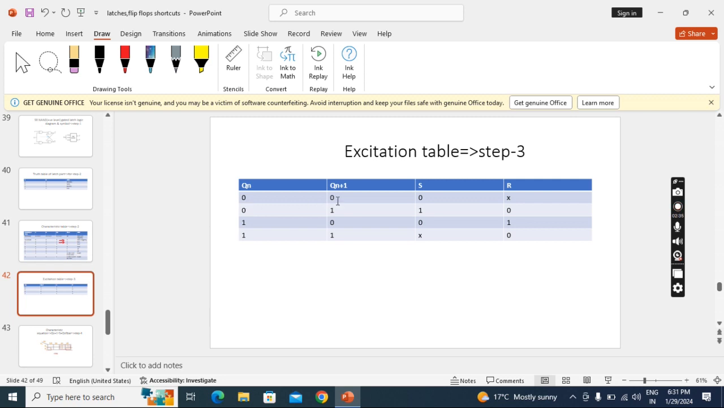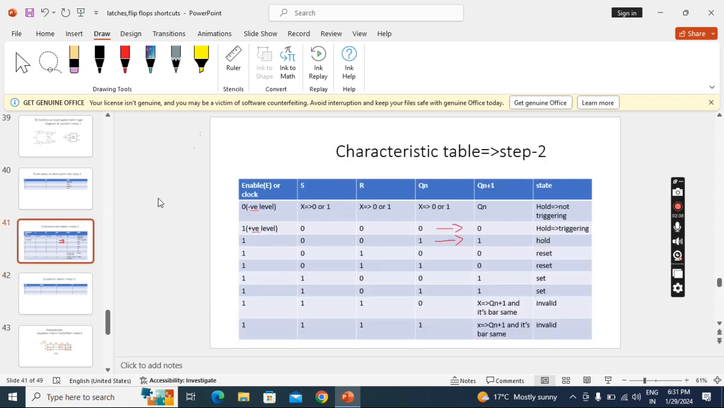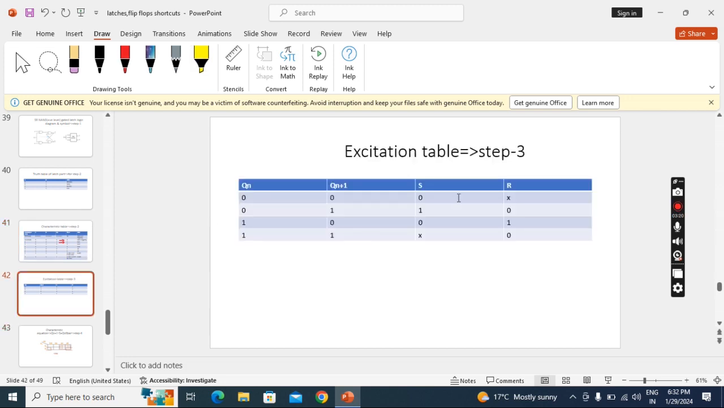So the n plus 1 value combination is 0 0. Now go to the characteristic table. From the characteristic table only we have to write the excitation table. See, n plus 1 value 0 appears two times, this 0 and this 0. What is the S value? 0 only. So S we are getting the same value, so it will be 0. But R we are getting different values. See here 0, here 1. Whenever there is a different value you have to write X. So for 0 0 we will get 0X.